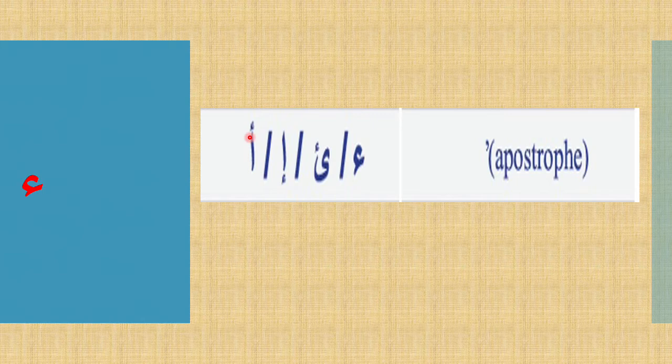However, in this case, the vowel I, short I, the kasra, will be written under the Hamza and on top of the alif. It will be written between the Hamza and the alif.